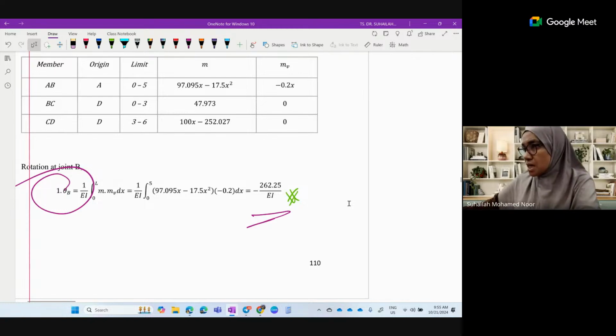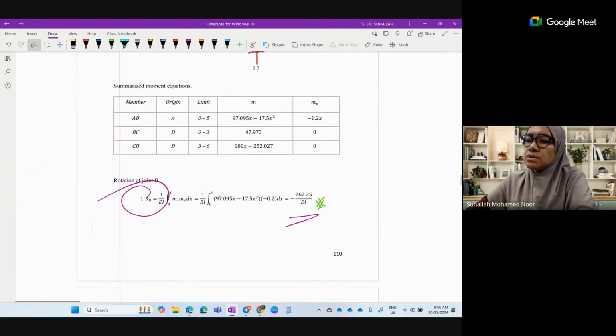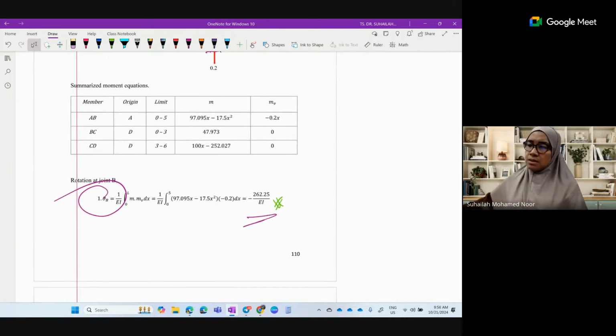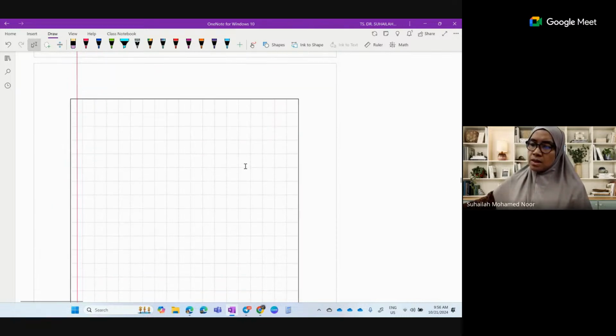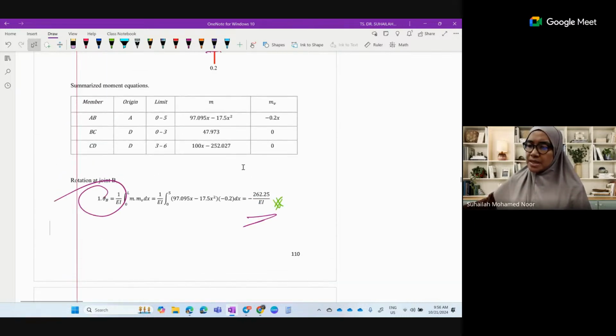Petang ni terjumpa lagi. Okay, so petang ni saya nak highlight tentang effect of EI, flexural rigidity dalam the answer lah, the result, the redundant for beam and frame. Okay, so yang ni please continue. Okay, kita jumpa petang ni insyaAllah. Petang ni dekat sini.